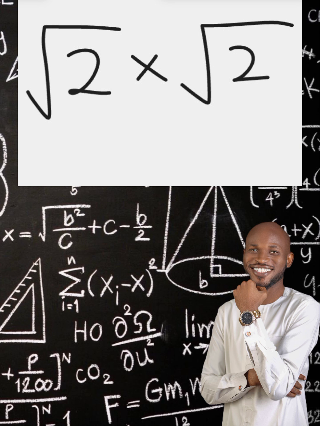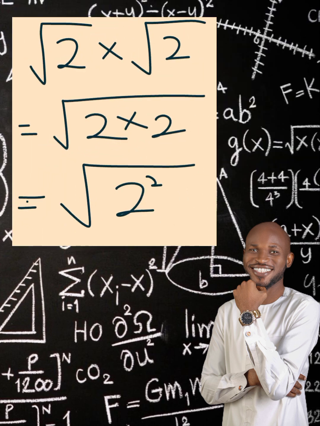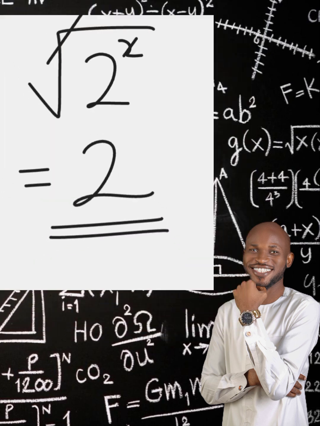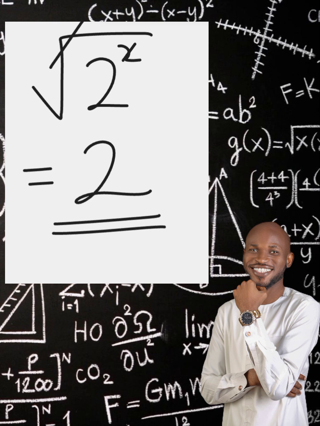Now, to solve that, in mathematics, root 2 times root 2 is the same thing as saying root 2 times 2. So we can break it down by saying root 2 times 2 is the same thing as root 2 square. That's the root of 2 raised to the power of 2. Now, the root of 2 raised to the power of 2 is the same thing as 2 because the root is going to cancel the square. So if you use the square to cancel the root, you're going to be left with 2.